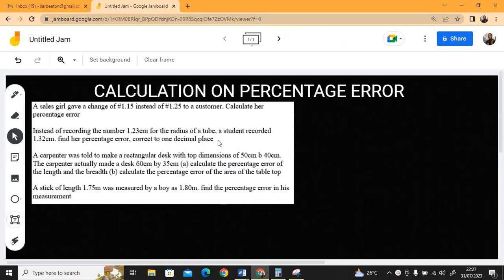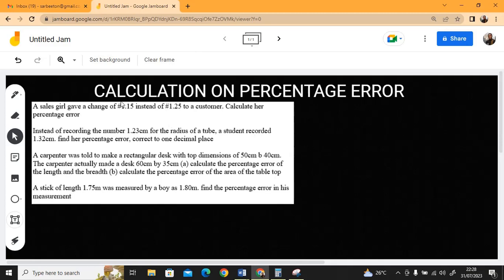Now let's look at this one. They said a girl gave a change of 1 naira 15 kobo instead of 1 naira 25 kobo to a customer. Calculate the percentage error. Now what you should know in percentage error is that you ignore the minus. Ignore the minus, you don't need it. In some cases they will insert the minus, but I advise you to just find the absolute value of the error.